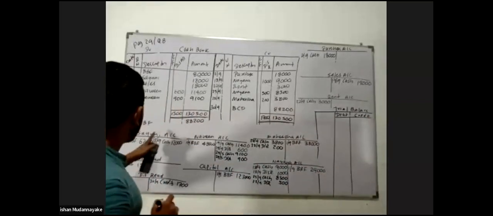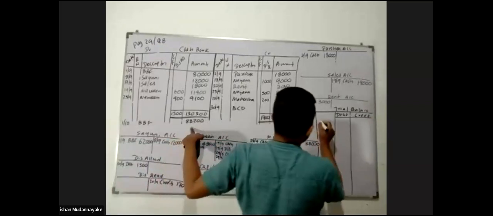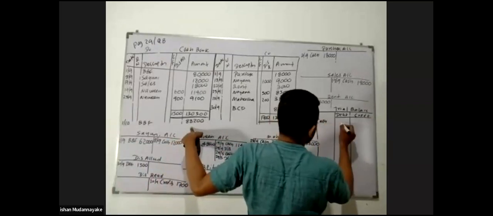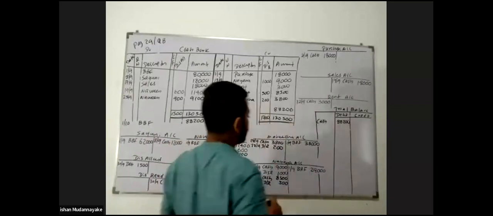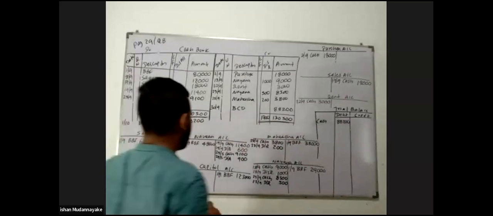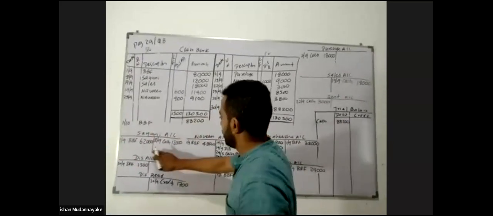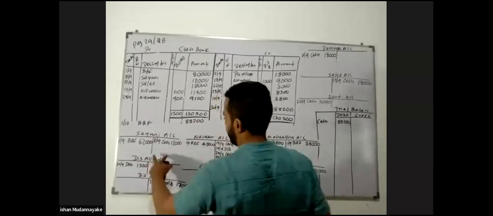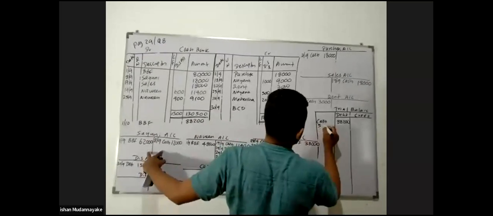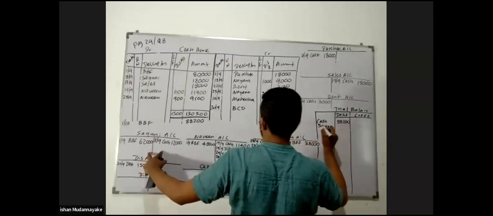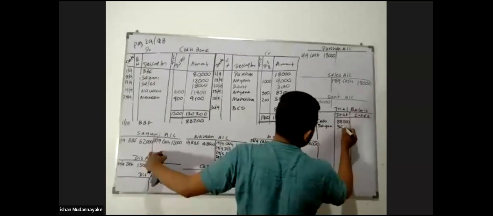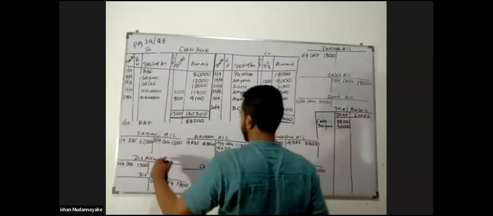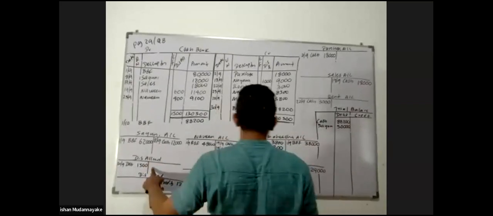Like the cash book, cash balance how much? Cash balance 88,200. Please check your answer, 88,200 cash balance. Now the closing balance of all the ledger accounts. Savini's remaining balance, how much? 50,000. Savini's balance 50,000.